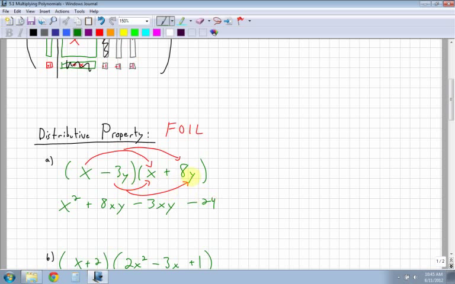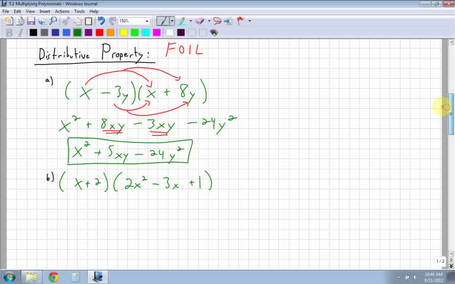And I also have the y times the y, which is going to be y squared. The only two like terms I have are 8xy and negative 3xy. So this breaks down or simplifies into x squared plus 8 minus 3 is plus 5xy. And then finally minus 24y squared. And that's my final answer.